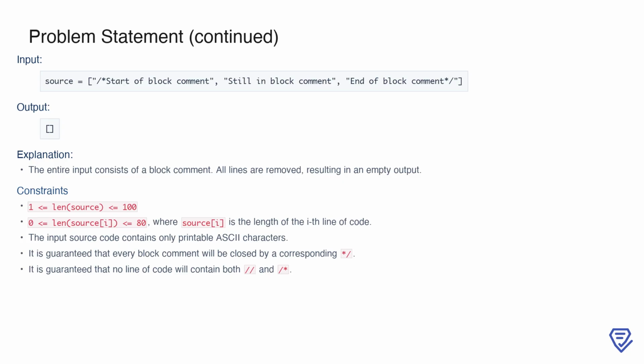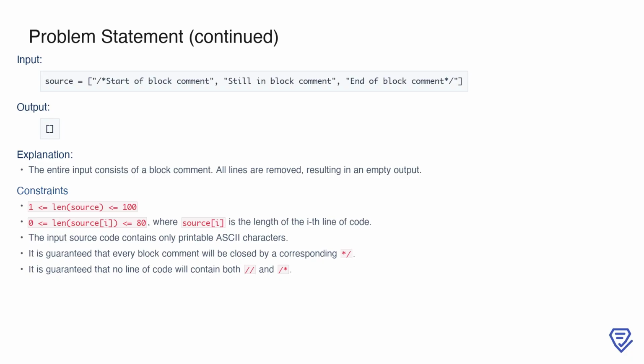In a different scenario, the entire input might consist of a block comment. For example, the input contains /* start of block comment, followed by still in block comment, and finally end of block comment */. Here, since all lines are part of the block comment, no valid code remains. As a result, the output will be an empty list. This highlights how the program must handle cases where no non-comment text is present in the source code.